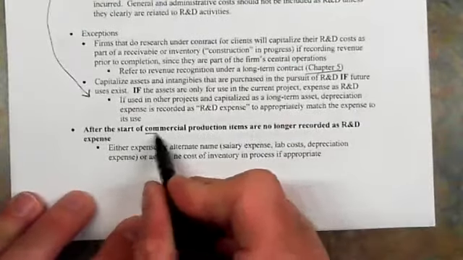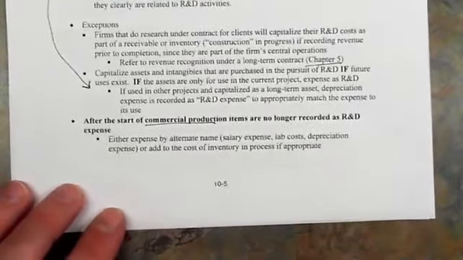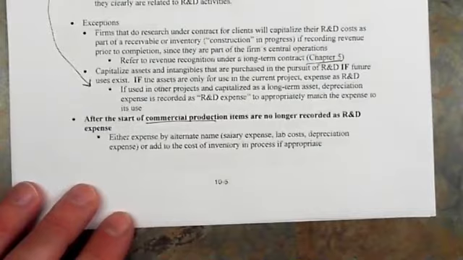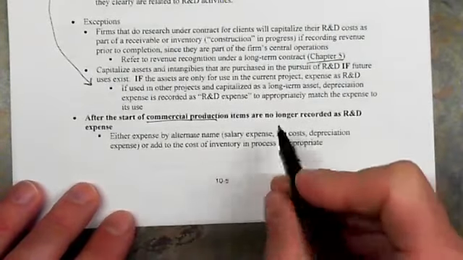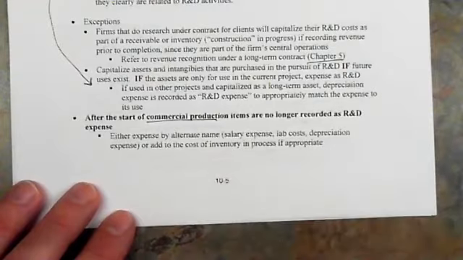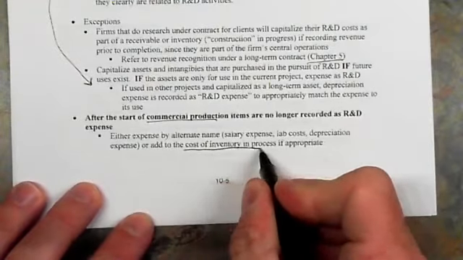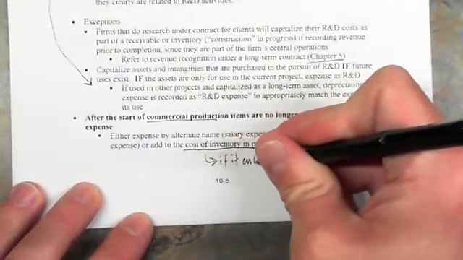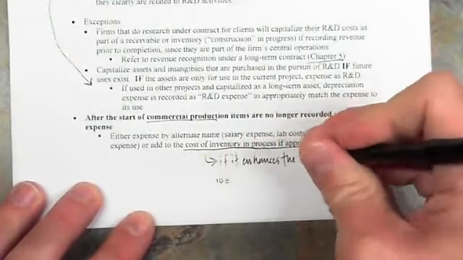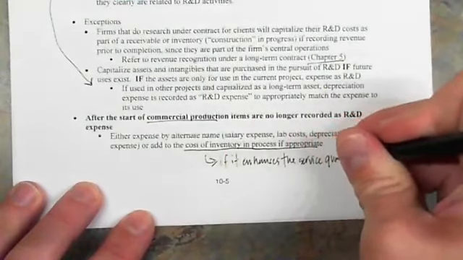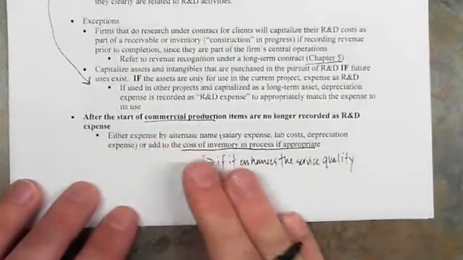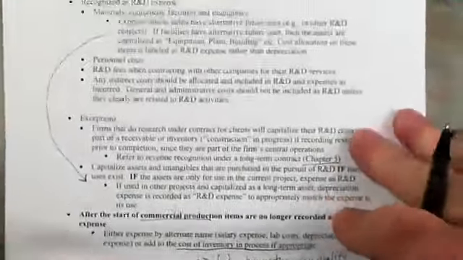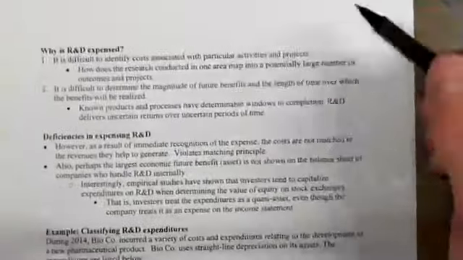So after we reach that threshold of commercial production, they are no longer going to be recorded as R&D expense for that particular item. We would expense them by their alternate name, right? The name we would have used otherwise, like salary expense, lab cost, depreciation expense, or add them to the cost of inventory and process if appropriate. So again, this would be if it enhances the service quality, right? So we apply now the traditional capitalization procedure, or capital expenditure procedure, after the point of commercial productivity.